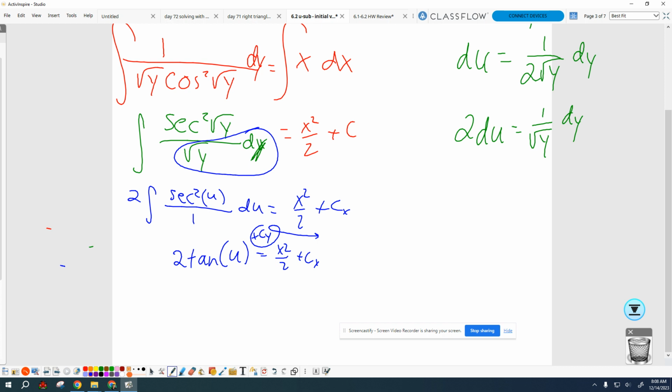Josh? If you don't notice that one over cosine squared is secant squared, you're screwed, because then it looks like a natural log and stuff. It's not a natural log, because the natural log of something to the first power is not to the second. So you have to see that one over cosine squared is secant squared, and I know secant squared is the derivative of tangent.